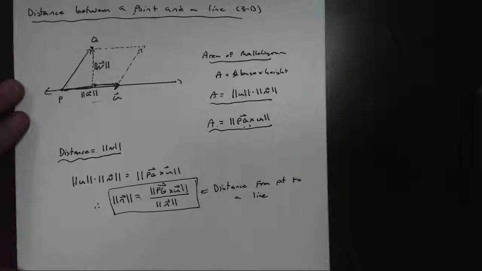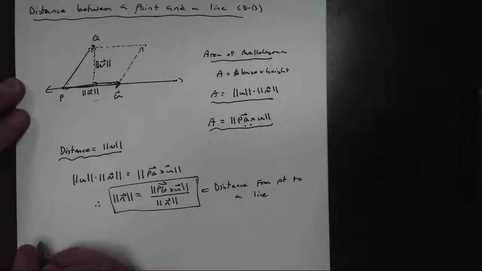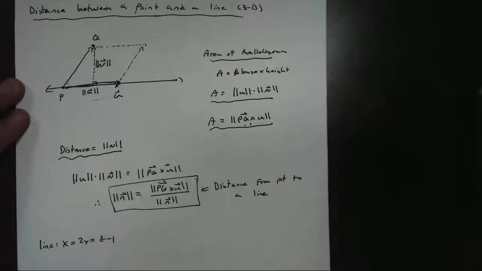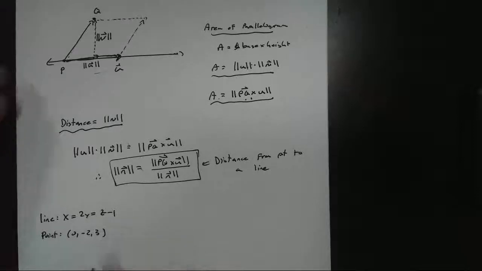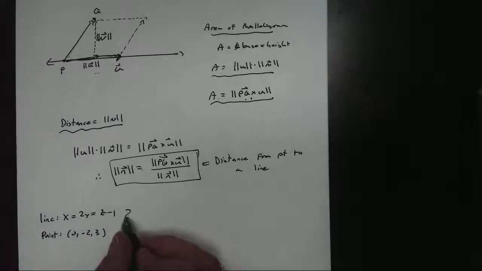So let's take a look at an example real quick. Let's say we have this line: x equals 2y equals z minus 1. Notice this is in symmetric form. And we have this point not on the line, (0, -2, 3), and what we want to do is find the distance between them.